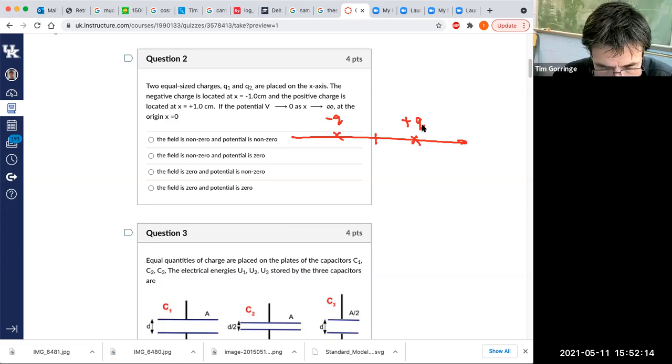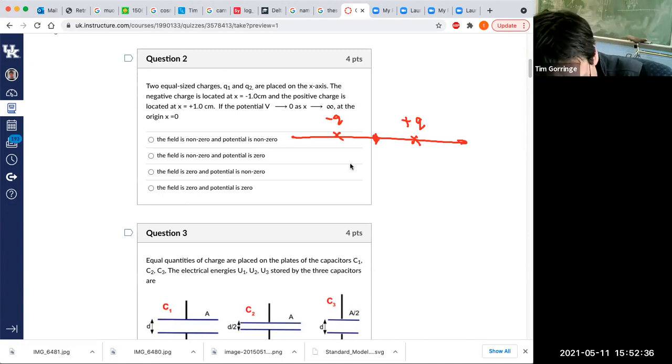So the question asks us to comment on the resulting electrical field and electrical potential at the origin. Are they zero or non-zero? So maybe we'll start with the potential. The two charges make two potentials, and together they combine to make the resulting potential at the origin. So I could imagine writing that like so.